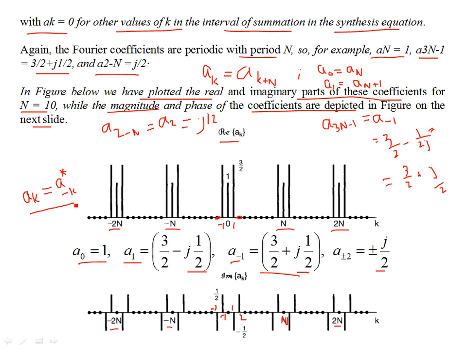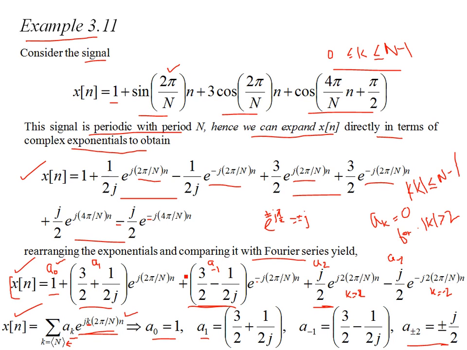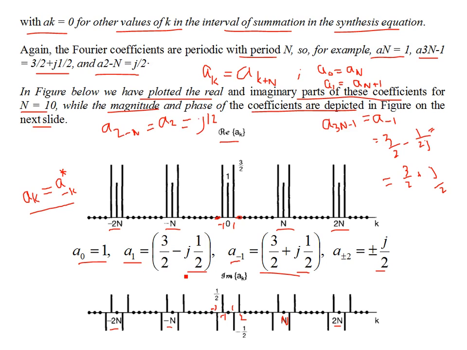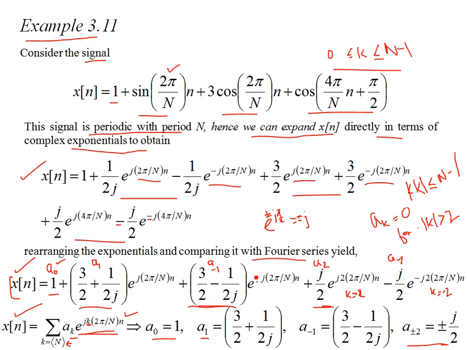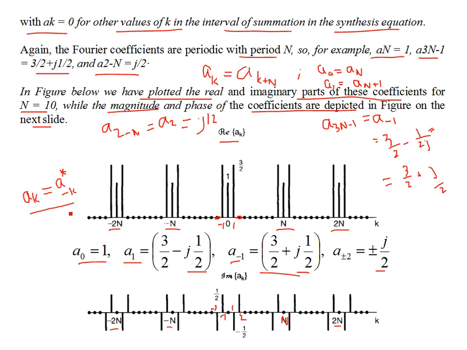But over here they are not purely imaginary because the signal is not odd, it's not completely odd, and it's not completely even as well. But it is real. If it is real, then the Fourier coefficients are conjugate symmetric. So you can see the coefficients a1 and a minus 1 are conjugate symmetric. You can take the conjugate of a1 to show that this is equal to a minus 1. Similarly, a plus minus 2 are conjugate symmetric. This is because x of n is real.